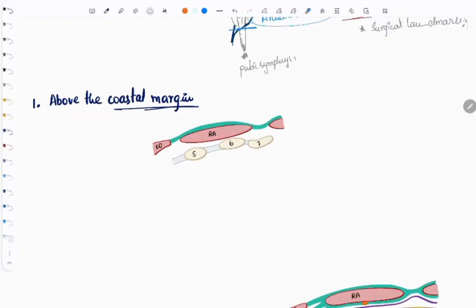So now considering our first level, above the costal margin, as you can see in this diagram, the rectus sheath is only present anteriorly. It only has the anterior lamina, whereas the posterior wall is formed by the 5th, 6th and 7th rib. The rectus sheath covers the rectus abdominis muscle anteriorly only.